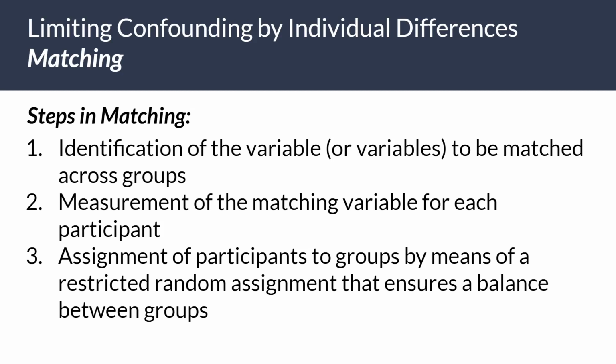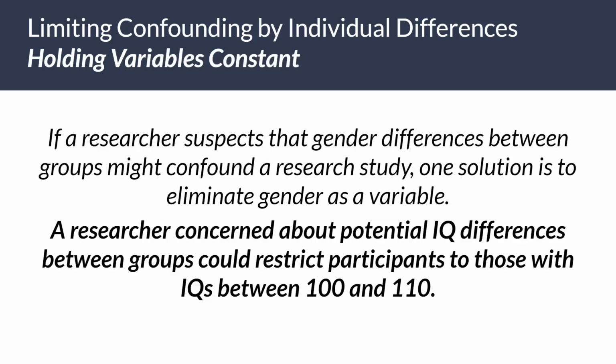And number three, assign the participants to groups by means of a restricted random assignment that ensures balance between the groups. So the three steps are identify the variable, measure this variable, and then assign them to groups in a way that matches them to each other.